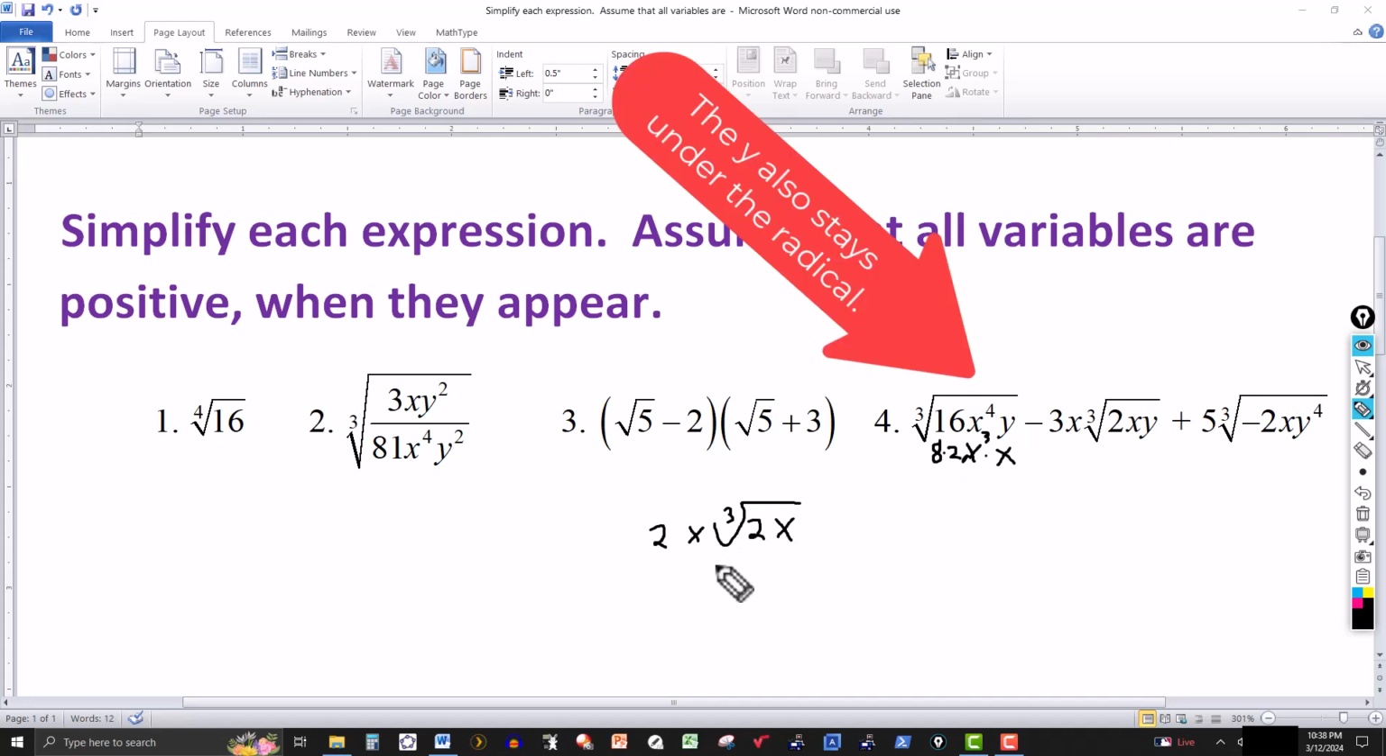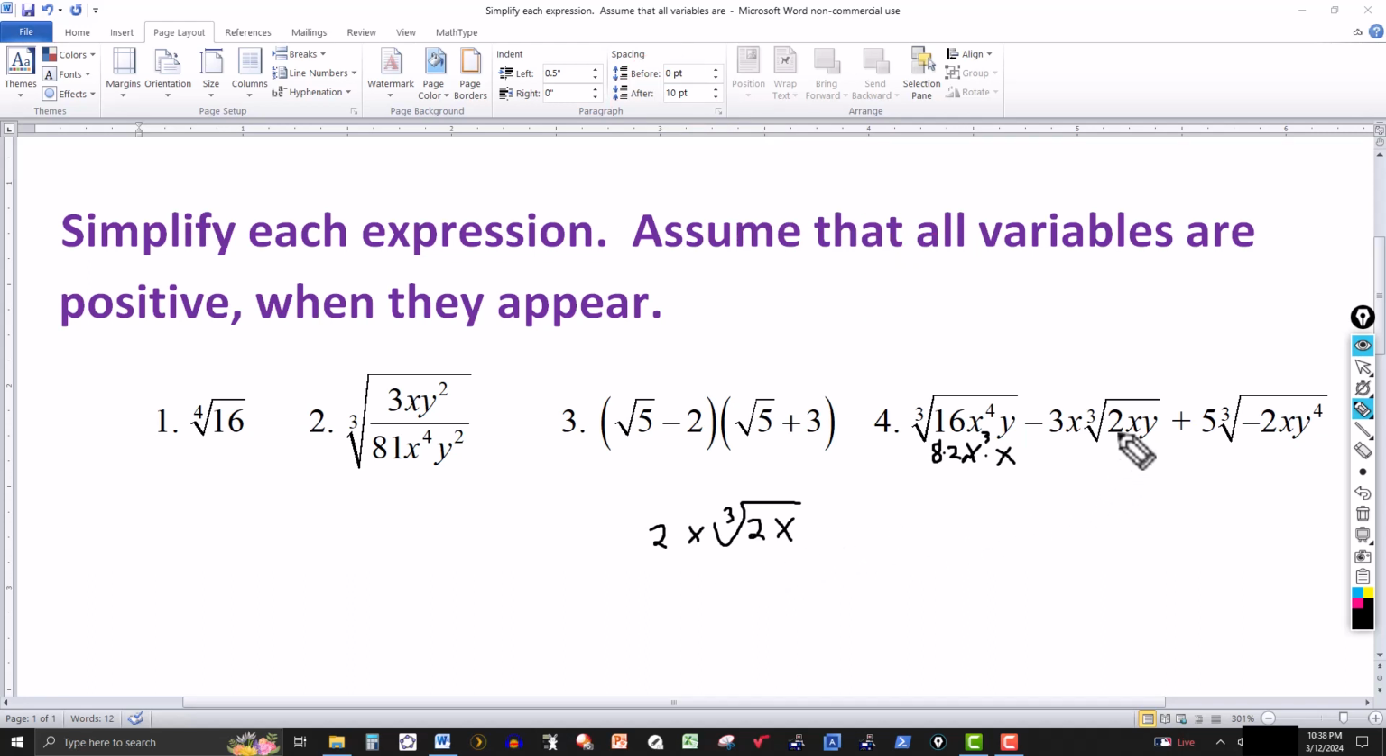Now let's look at this one over here. Got a cube root here, but I don't have any perfect cube factors in this radicand. So that's going to stay the way it is. So it'll be minus 3x, and that's going to be the cube root of 2xy. And then on the first one on this problem here, I took the cube root of x to the third. That goes outside. The x stayed, but I still have the y here.